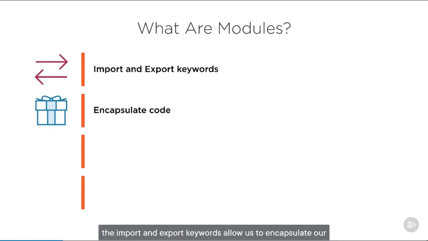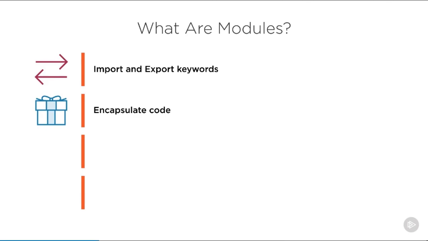Now the import and export keywords allow us to encapsulate our code into a single protected entity. Basically, that means we get to create this little bundle of code that we can package up and then only expose pieces out to help guide understanding about what this chunk of code can do and utilize that chunk of code in a meaningful way.